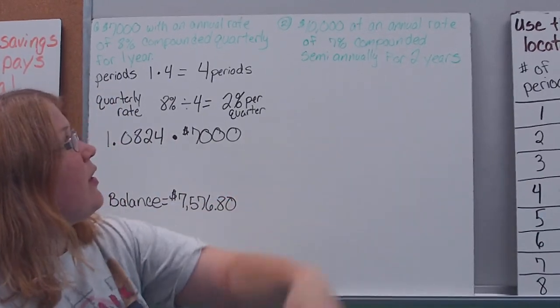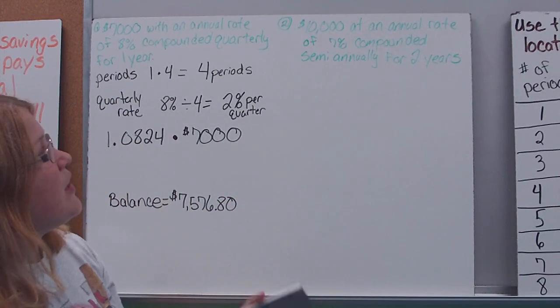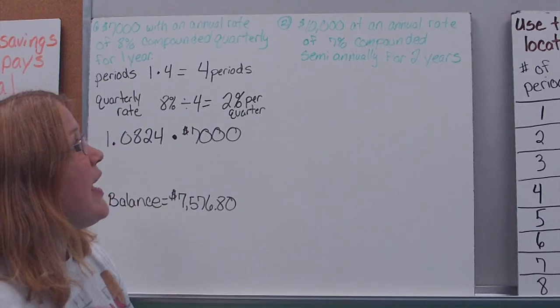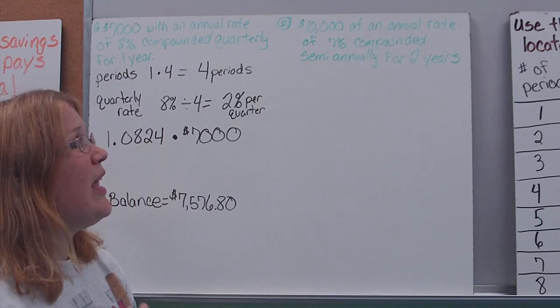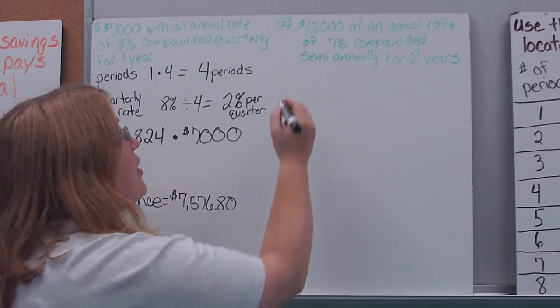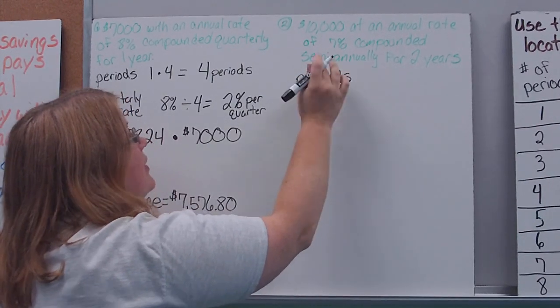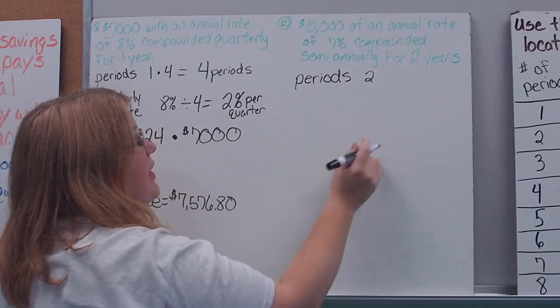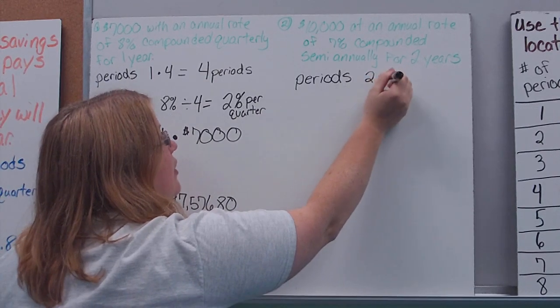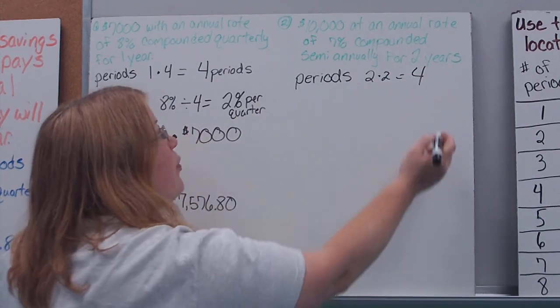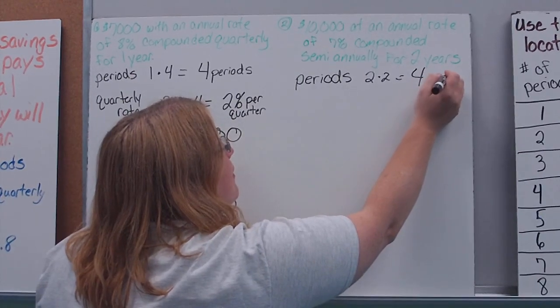Okay, so now let's look at our other one. Here I've got $10,000 at an annual rate of 7%. It's compounded semi-annually for 2 years. So first, let's figure out our periods. Semi-annually means twice a year. For 2 years means I wind up with 4 periods.